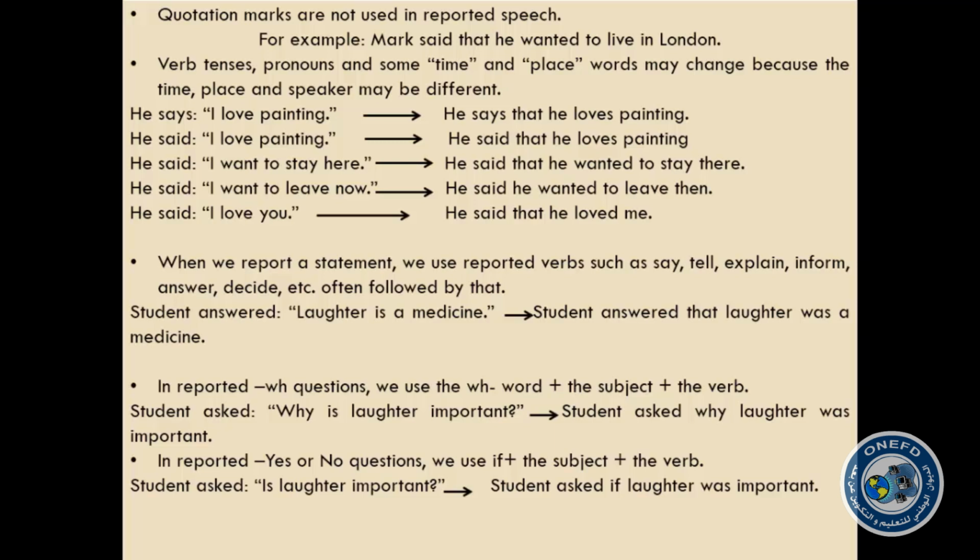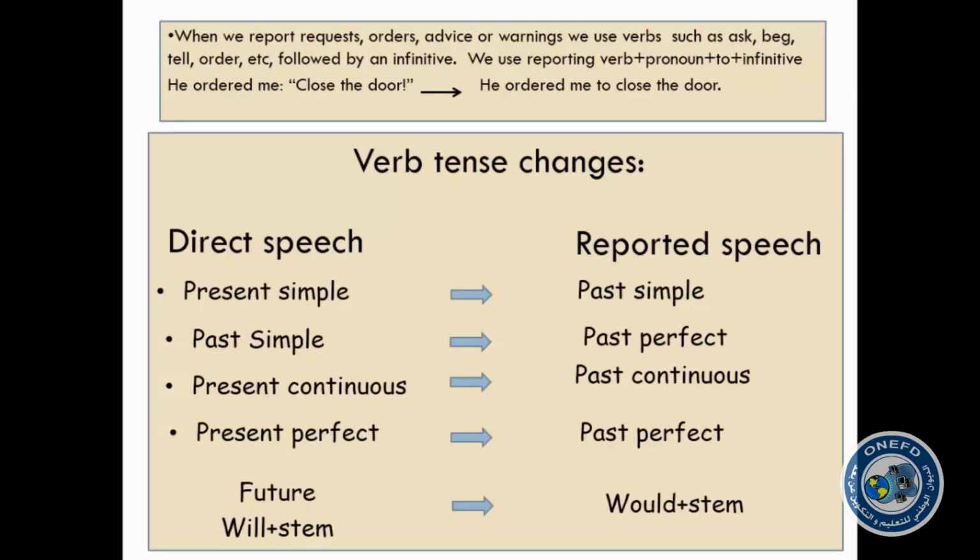As you can see, in the question we have an inversion. It's usually verb plus subject plus the rest of the sentence, but when we report it, it's subject plus verb. And here it's a yes or no question. We say students asked if laughter was important. And again, we don't use that. We don't say students asked that if laughter was important. We don't use that when reporting questions.